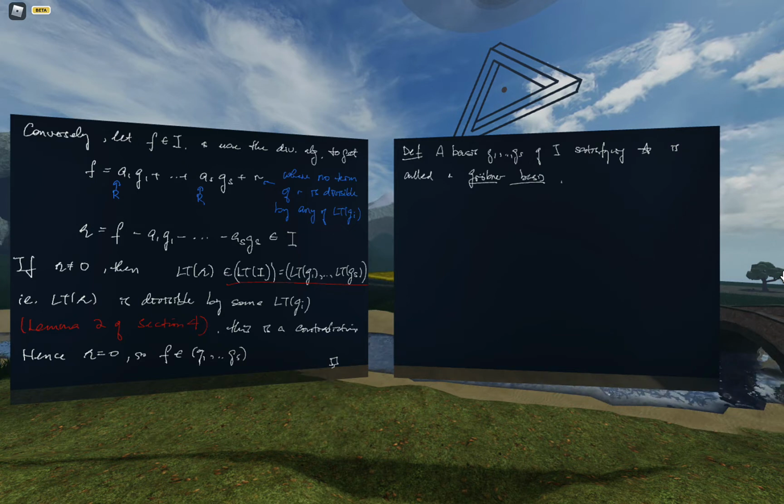But it's in the book, if you want to take a look at it. So the corollary is that every non-zero ideal I of R admits a Gröbner basis.